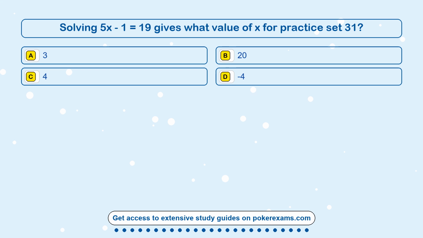Question 9. Solving 5x minus 1 equals 19 gives what value of x for practice set 31? Option A, 3. Option B, 20. Option C, 4. Option D, minus 4.